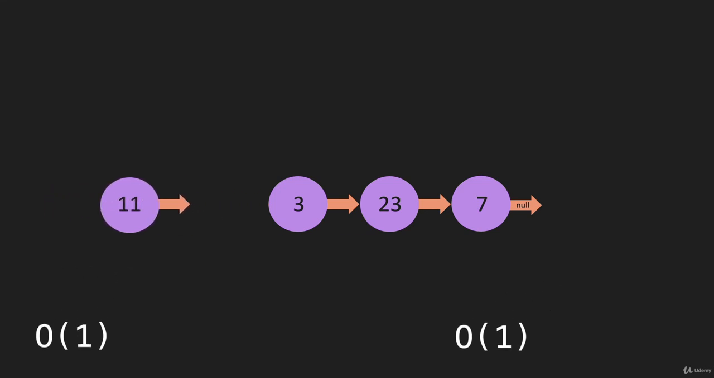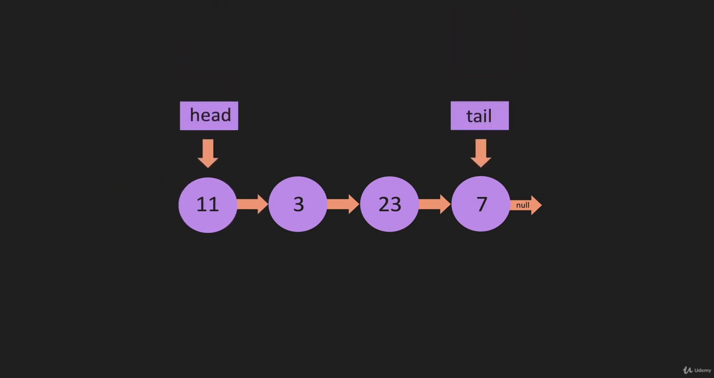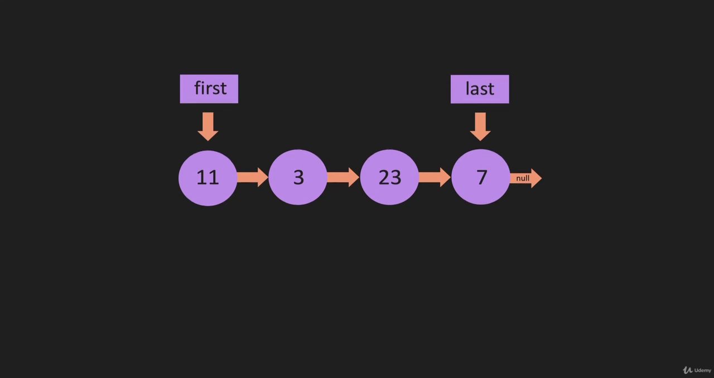O of 1. With a linked list, we called these head and tail. For the queue, I'm just going to change the names to first and last. So what we're going to do is we're going to start with a linked list and modify it to build our queues.